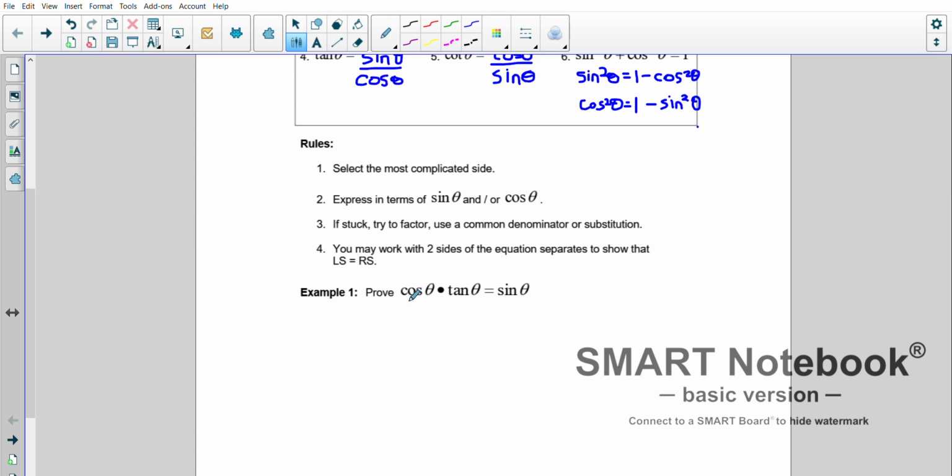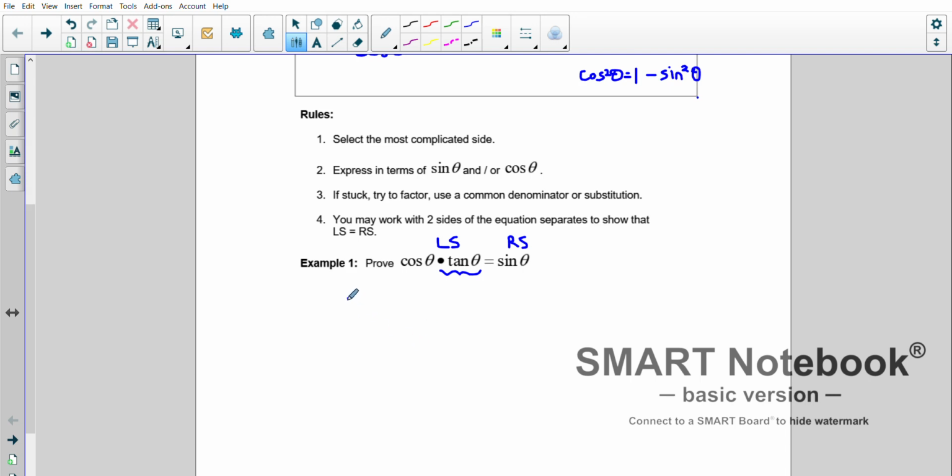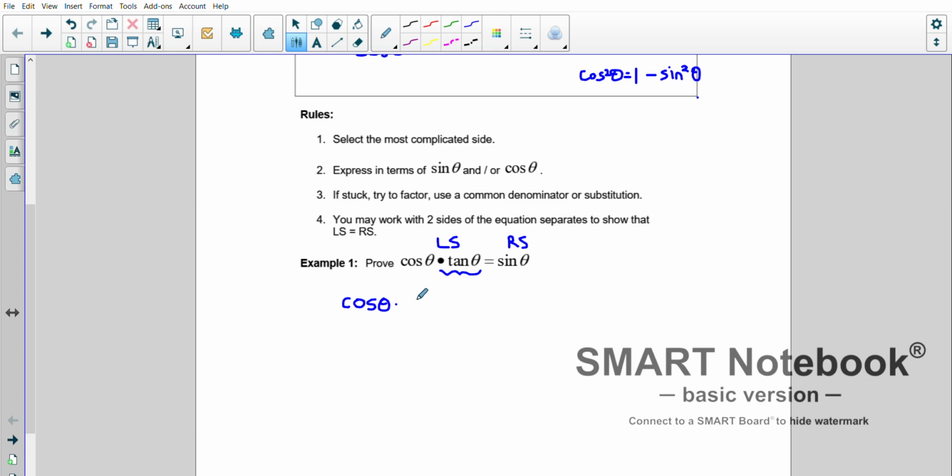I want to prove that cos theta times tan theta equals sine theta. I'm going to choose to work with the left side. This is the left side, this is the right side. I want to put everything in terms of sine and cos. So instead of having tan theta here, I'm going to go up here. I see that tan theta equals sine theta over cos theta, so I'm going to substitute that out. Cos theta is going to stay as is, but instead of writing tan theta, I'm going to use one of my identities and put in sine theta over cos theta.